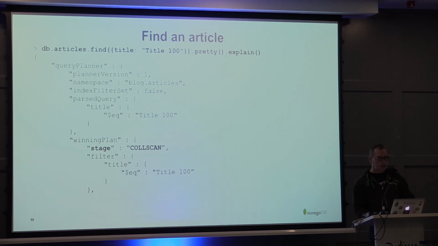The winning plan has a collection scan. That means we're looking at every entry. Why are we doing that? We didn't create any indexes, right? And that will work fine for collections of 100 documents or 1,000 documents, but you put 1 million users in there, things are going to get funky.